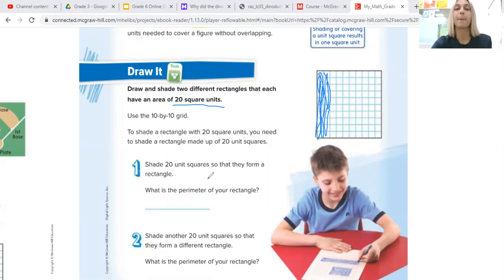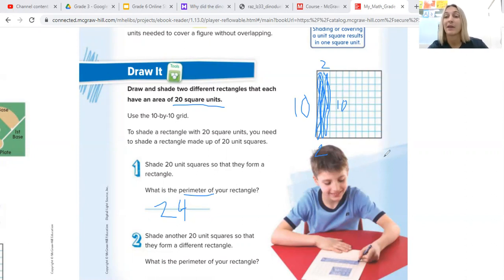So I made 1 rectangle that the area, the inside is 20 square units. But now it's telling me what is the perimeter. This is what we did on Wednesday. So I need to add up the outside. So we have 10 on this side, 2 on the top, 10 over here, and 2 down here. So if I add those 4 numbers together, I get 24. So my perimeter is 24.